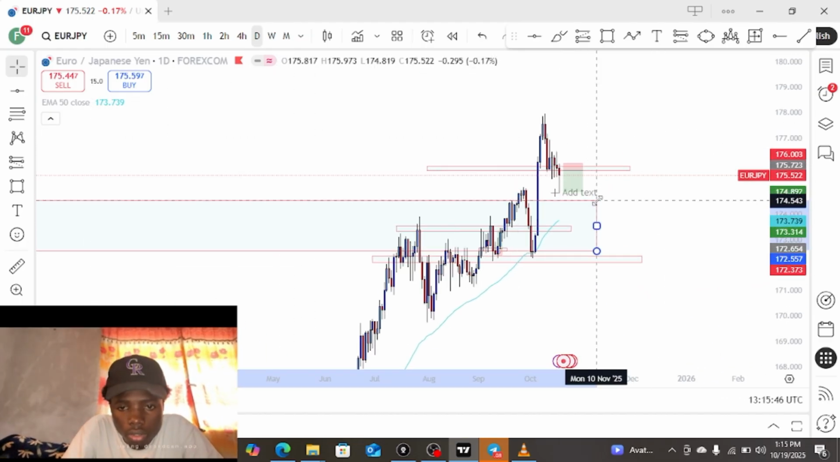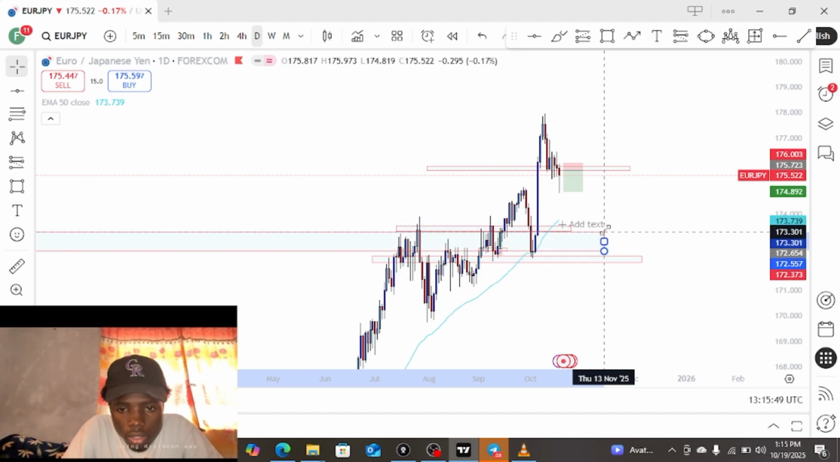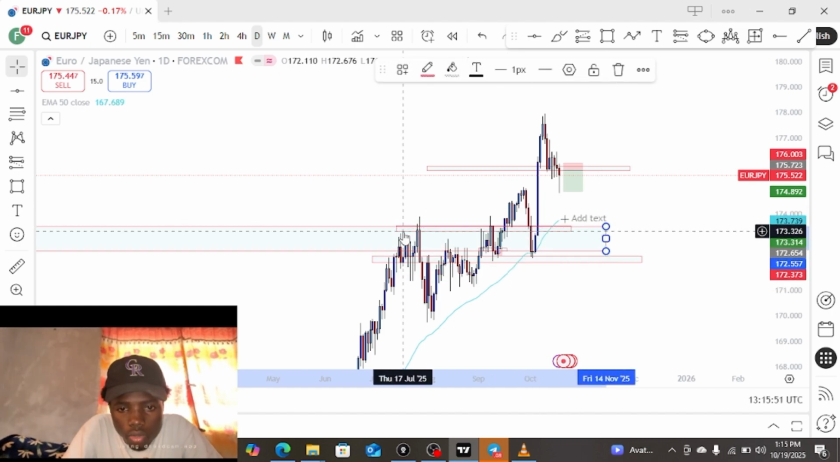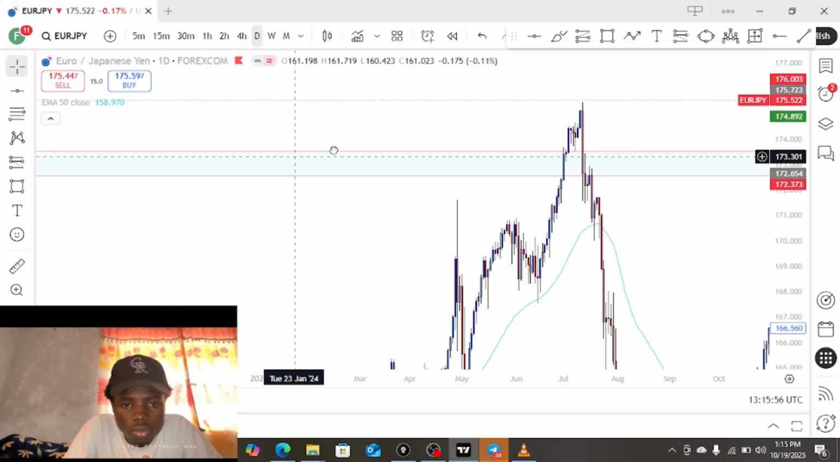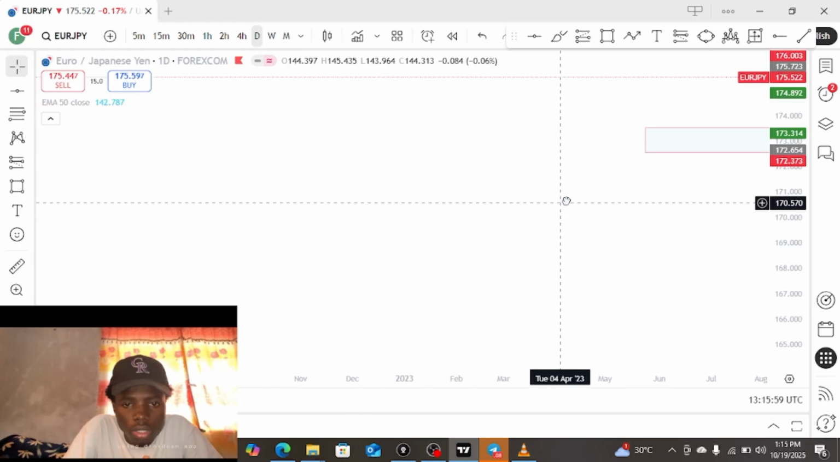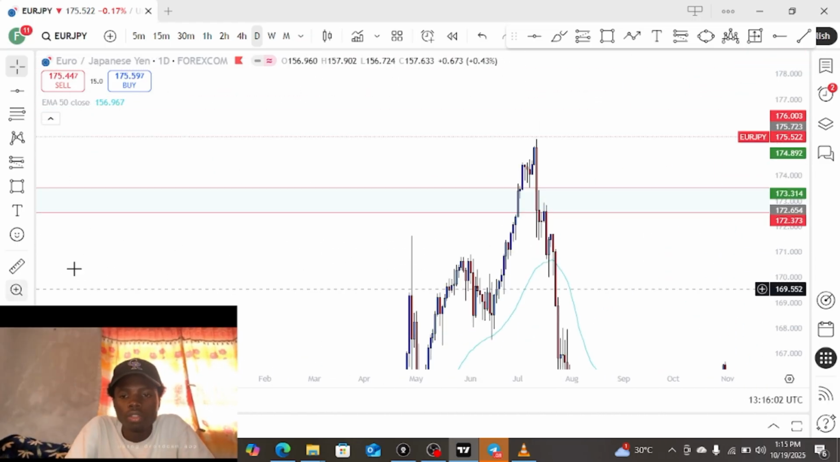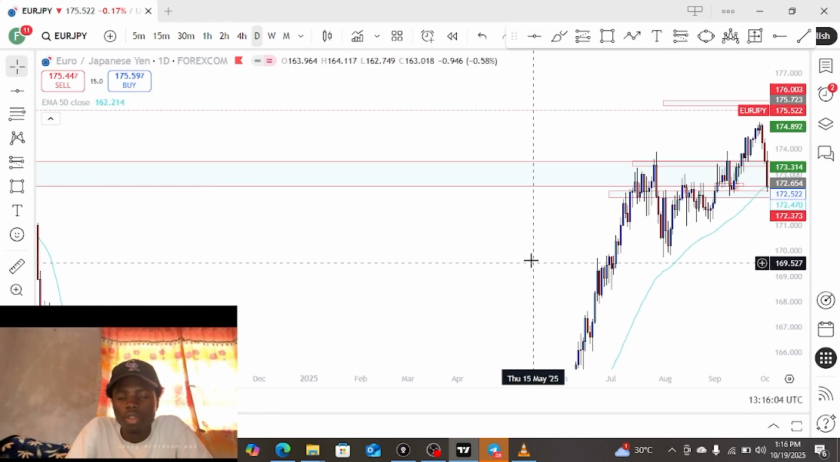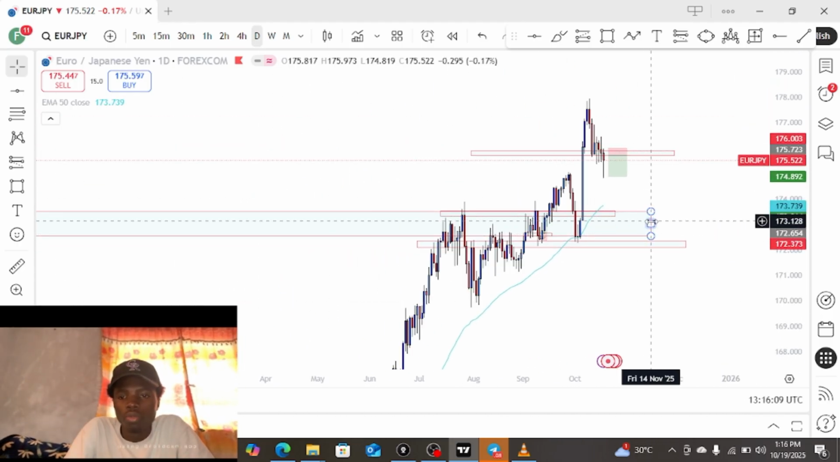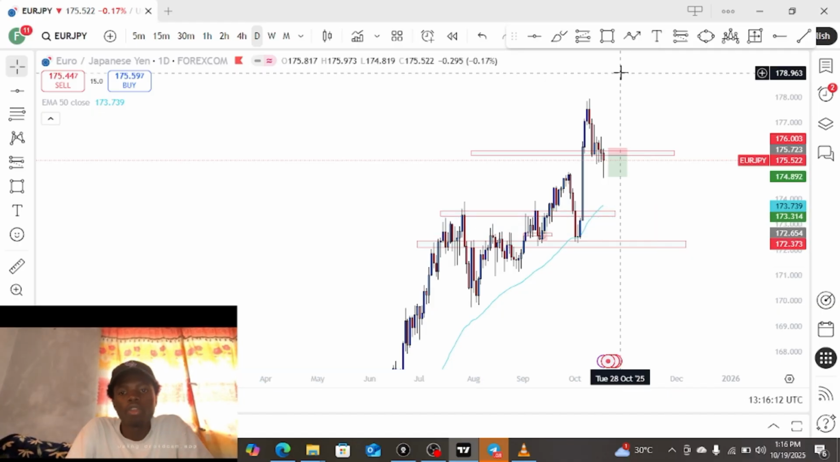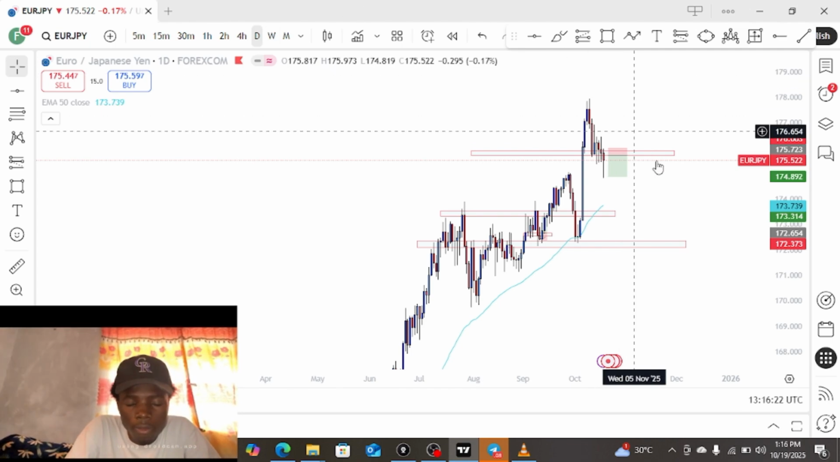Let's go to the next one. 1, 2, 2. It is also not valid. So I think there is no active AOI in Euro JPY. Okay, so for me, I'll be looking for a counter trend trade on this particular pair.